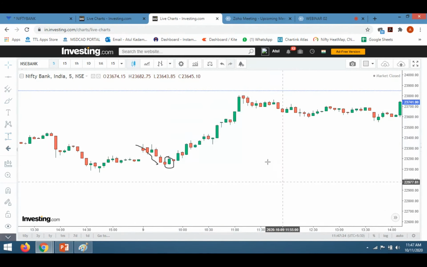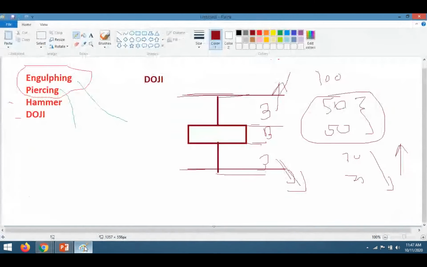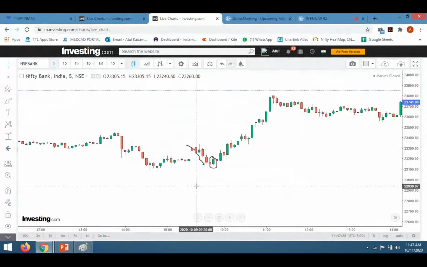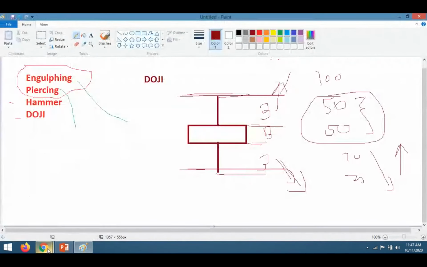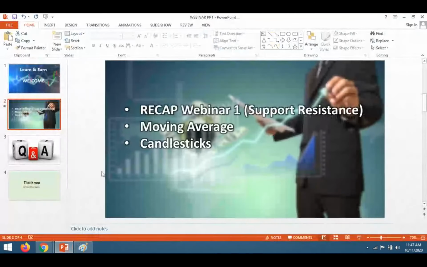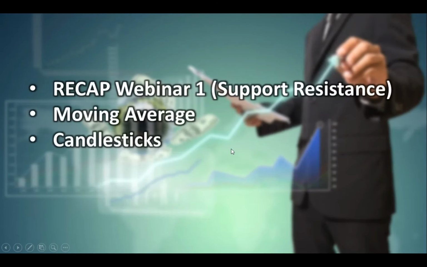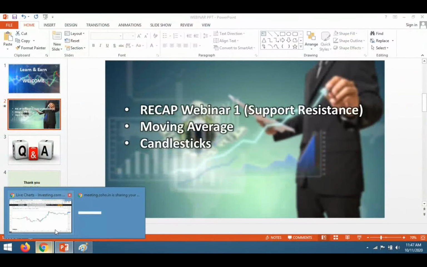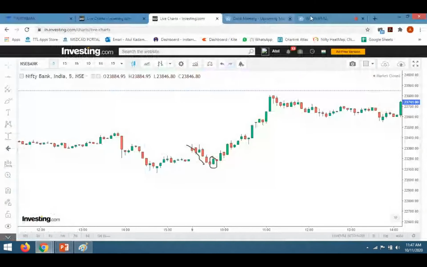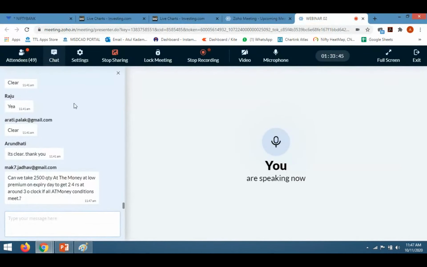So I hope you guys understand how to use this candlestick, how to use doji, how to use hammer. So I am done with my agenda for today. We are already done with support resistance and moving average strategy. I explained it well, hope you guys enjoyed that, and candlesticks also I explained whatever was possible in this time. If you have any questions, just put them in the chat box. I will unmute and take them one by one. We'll take the next 5 to 10 minutes for questions.